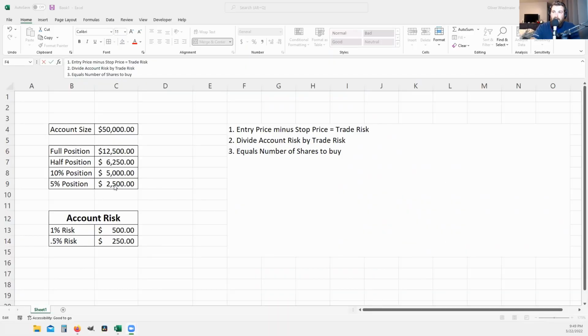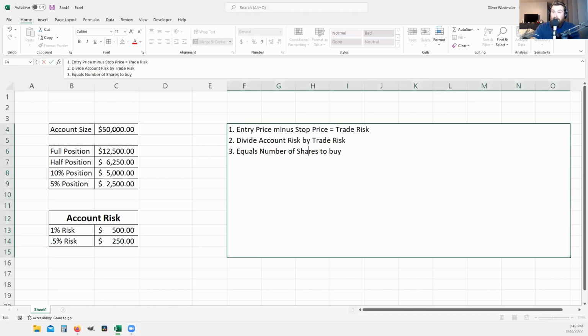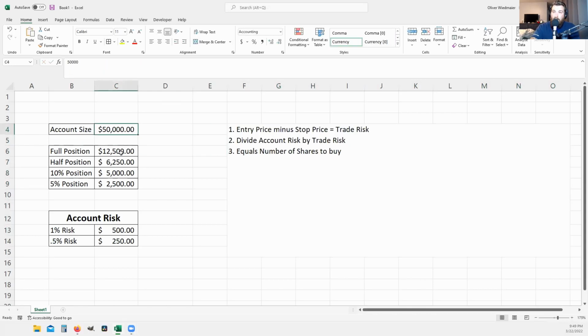Basically, I put in the account size I have, and then I define what a full position is, a half position, 10% and 5% positions. For me, a full position would be 25% of my total account value. If you're trying to grow your account, I wouldn't put more than this in. Some people would say 10% is all you need, but if you're actively trying to grow your account, 25% is more than enough.